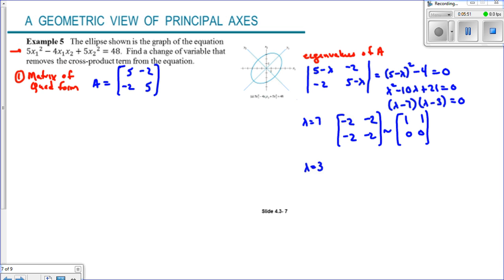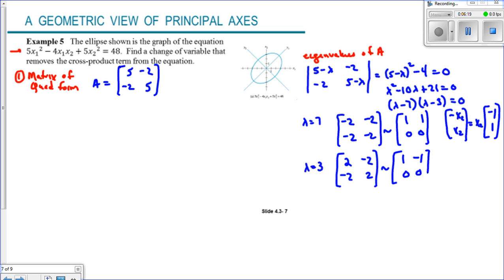Okay, so we get that x2 is negative x1, x1 is negative x2, and x2 is a free variable. So our eigenvector would be negative 1, 1, corresponding to lambda equals 7. For lambda equals 3, that means x1 is x2, x2 is free, and so our eigenvector corresponding to lambda equals 3 is 1, 1.